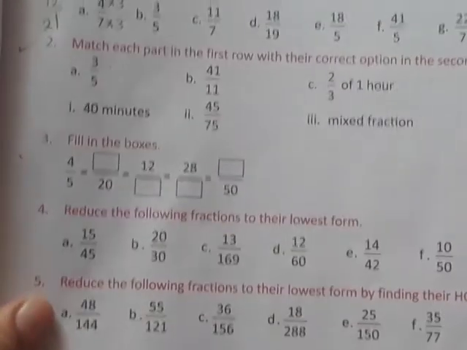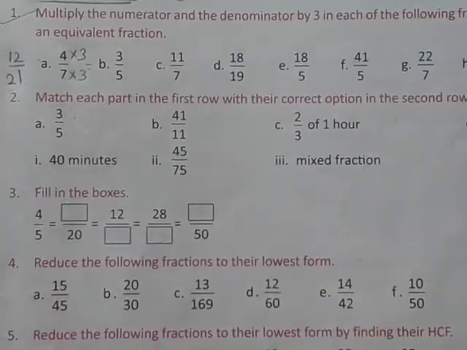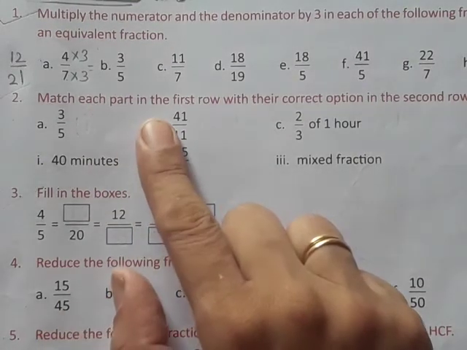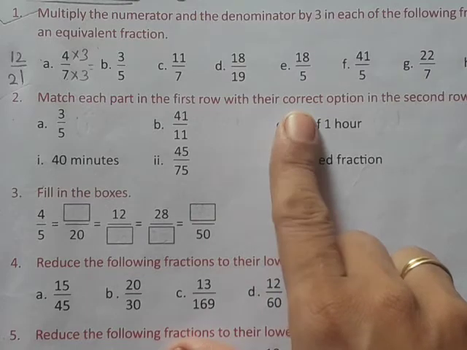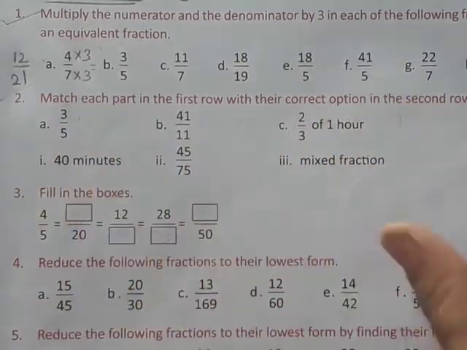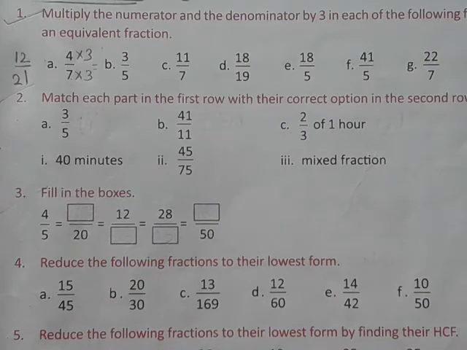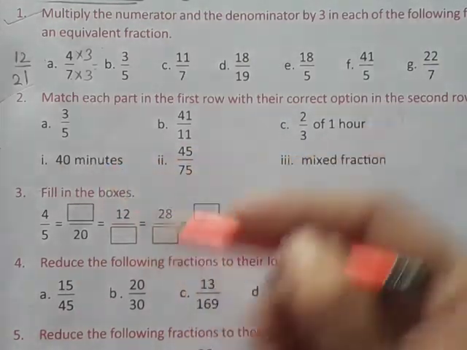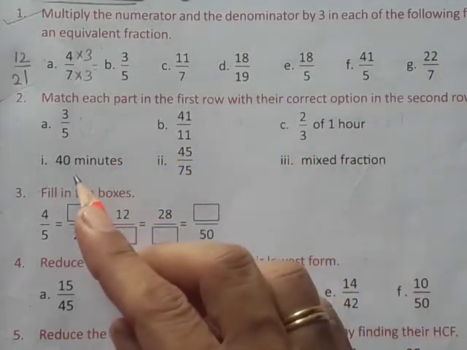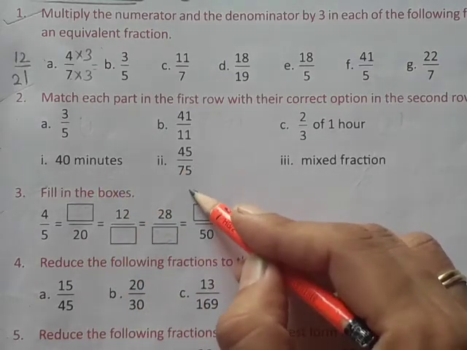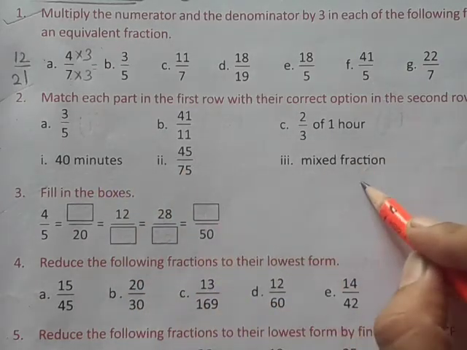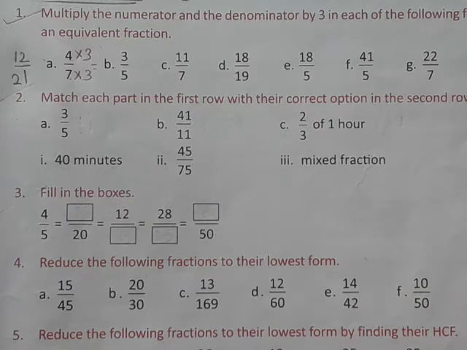Now see question number 2. Match each part in the first row with its correct option in the second row. Here is the first row and this is the second row. So you have to find this. 3/5. What is 3/5? This is 40 minutes, 45/75, mixed fraction, and 3 8/11. See here. So what is this 3/5?